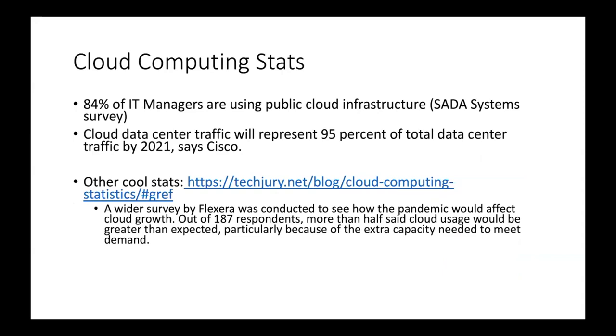Some interesting cloud computing stats. They say 84% of IT managers today are currently using some sort of public cloud infrastructure, whether it's partially outsourced or fully outsourced. 84% of them are doing this. They also say, according to Cisco, by 2021, cloud data traffic will represent 95% of total data center traffic in total. So people will be pushing out more content to cloud computing than ever before by 2021.